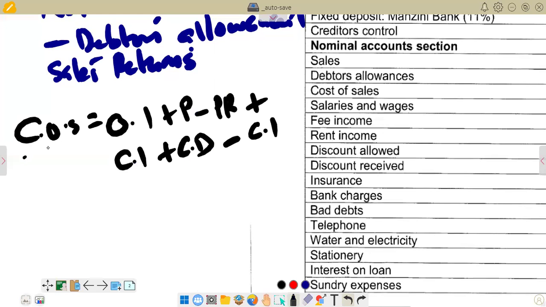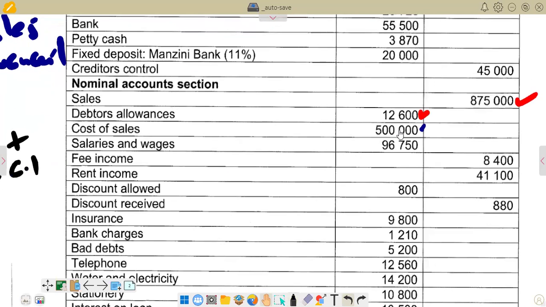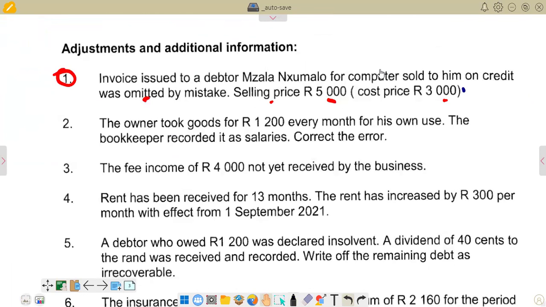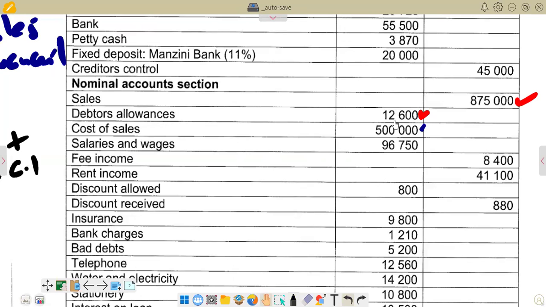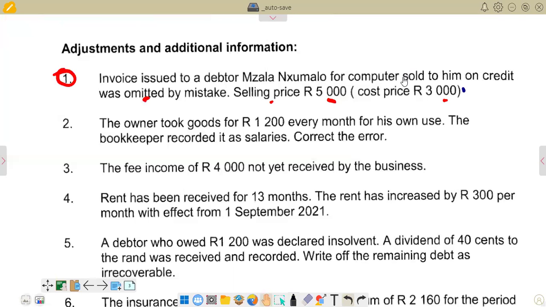But in this case, the figure for cost of sales is already given, so we are not going to calculate this. So what we are saying is the cost of sales you are given is 500,000, so we are going to put it as 500,000. But before we put this figure, we also go to additional information to see if we've got anything that is affecting cost of sales. You see that on the first item, we also have something that is affecting cost of sales. That is this invoice that was omitted. We've got a cost price of 3,000. 3,000 on cost of sales was omitted also. So we're supposed to add this 3,000 to cost of sales. So we go back there. We see that the figure that we are given for cost of sales is 500,000, so we are going to add the 3,000 that was omitted.